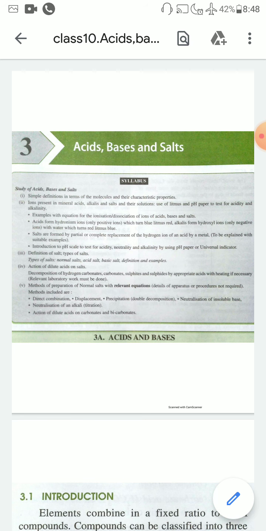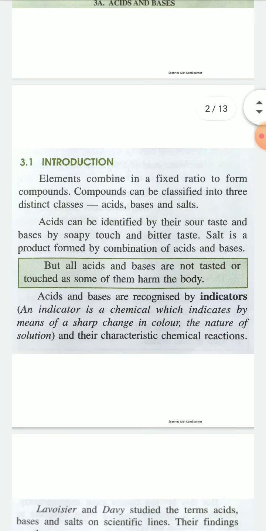So first I have to give the introduction. I think you have learned in lower classes what acids and bases are. We know that elements combine in a fixed ratio to form compounds, and compounds can be classified into three distinct classes: acids, bases, and salts.